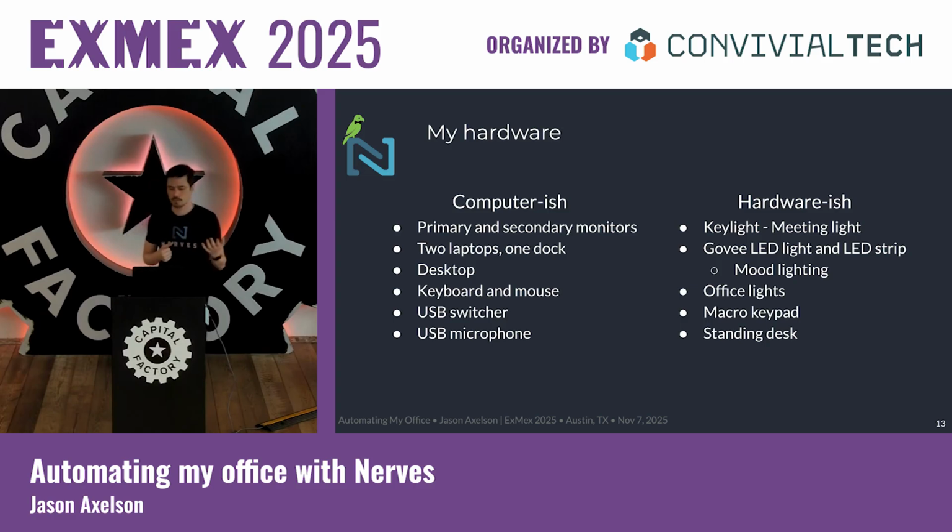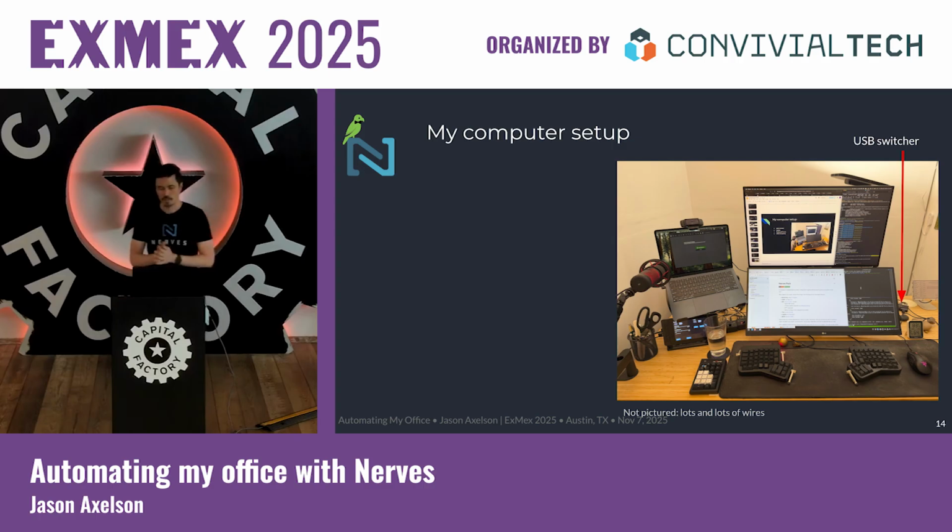I also have Govee LEDs and LED strips to provide some mood lighting because I also use my office space in the evening and I want to be able to relax. And I found that actually changing the physical lighting helps with that. I also have office lights that I can control and around the house. I have my macro keypad, which I'll talk about today. And I also have a standing desk. So let's look at what those look like in my space.